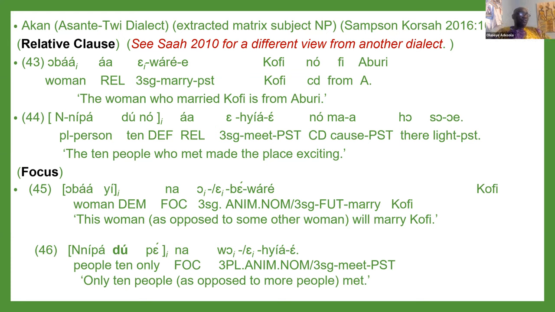In focused constructions, you have a case like Oba na ebere ware, in which case this woman, as opposed to the other one, will marry Kofi. There's agreement, third person singular, third person singular, everybody's happy. But if you look at 46, nipan dupe na wo here, in this case ten people is supposed to be plural, but the singular resumptive pronoun is used here. But I could also say that it alternates with the plural, just like we saw in Yoruba, in which both are possible in this position. But the fact that the third person singular is possible also calls into question the reason for agreement in that context.